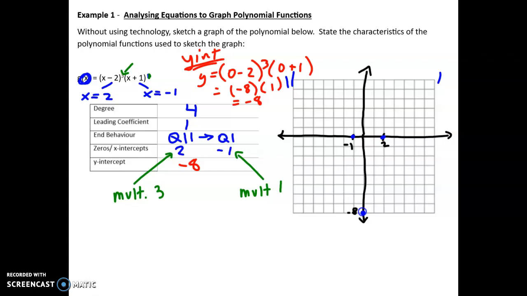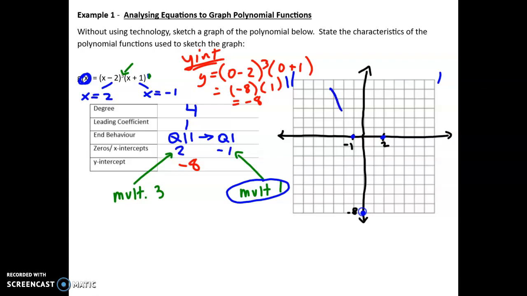Now, what we do with our pen then is we have to start our pen in quadrant 2, because I know my graph starts in 2 and ends in 1. So you're just going to put your pen in quadrant 2, and you're going to head toward the -1, 0, or the -1 x-intercept, okay? As you head toward the -1 x-intercept, remember that it's a multiplicity of 1, so your pencil is going to cross straight through the -1.